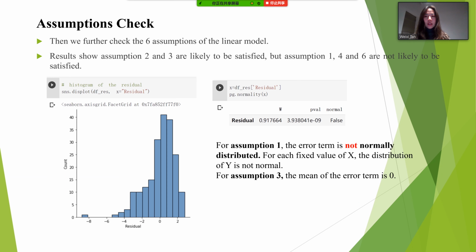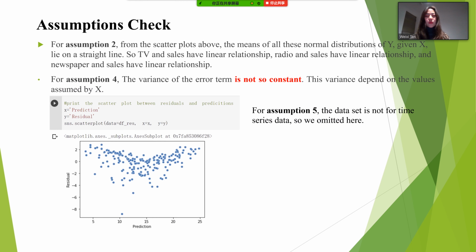And I checked the six assumptions of the linear model. Results show assumption 2 and 3 are likely to be satisfied, but assumption 1, 4, and 6 are not satisfied. For assumption 1, the error term is not normally distributed, and for assumption 3, the mean of the error term is 0. For assumption 2, from the scatter plots above, the means of all these normal distributions of y, given x, lie on a straight line.